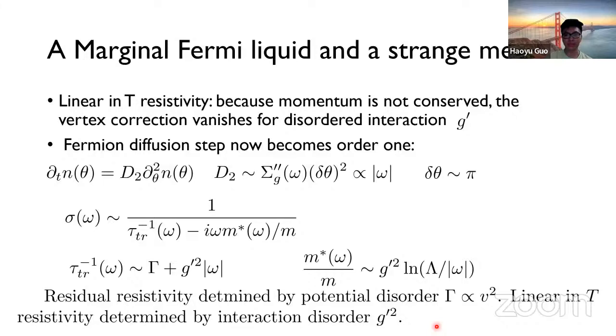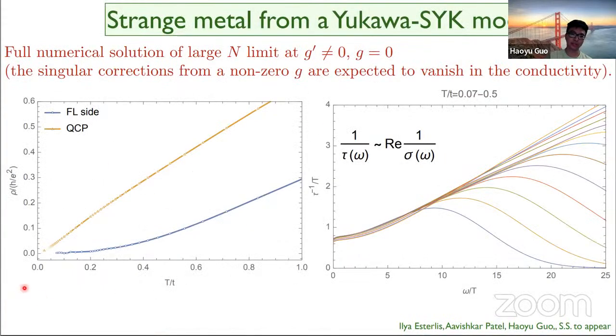Here is a slide for recent work: we have a numerical solution of the Schwinger-Dyson equation that we have been working on for a model with only G prime couplings, and it seems like numerically we could see a linear in T resistivity at the quantum critical point, and if you look at the transport rate, it also seems to be linear in omega.